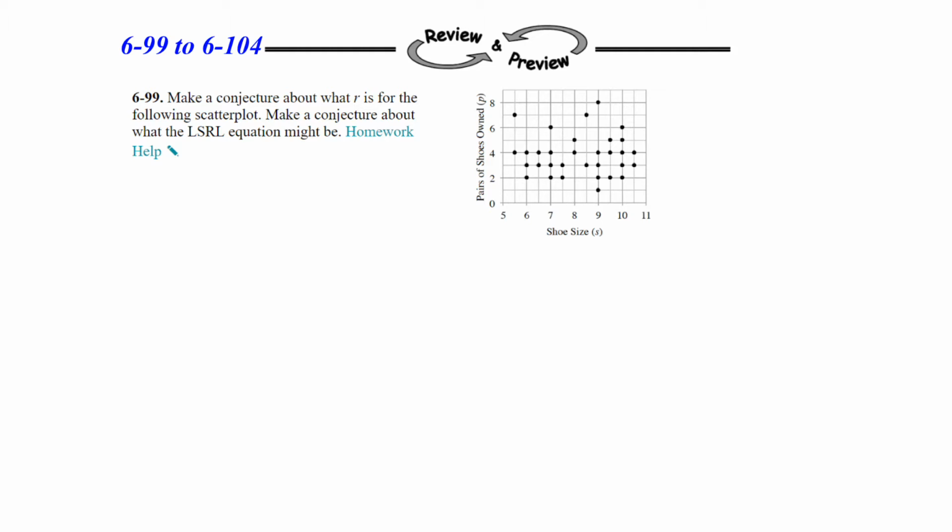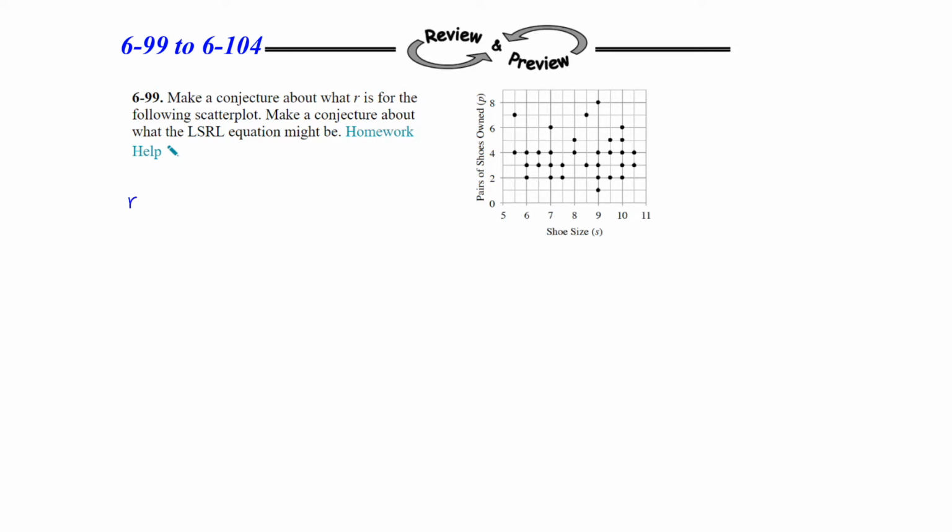Question 99. Make a conjecture about what R is for the following scatter plot. Make a conjecture about what the least squared regression line equation might be. So we're taking a look at the scatter plot. We have shoe size and pairs of shoes owned. You can see that there's not really a whole lot of association between the shoe size that someone has and the number of pairs that are owned. So what conjecture can we make about what R is for the scatter plot?